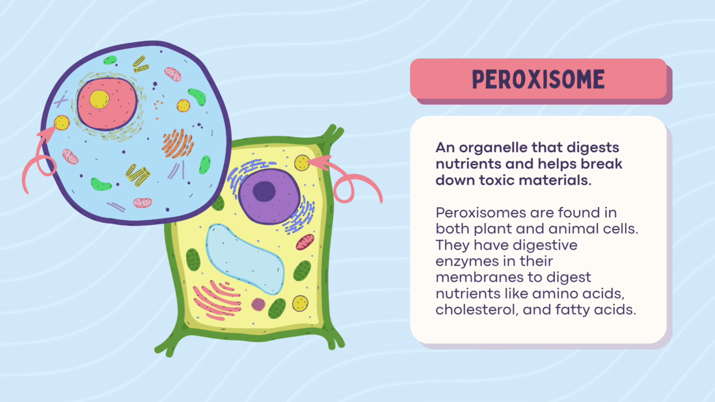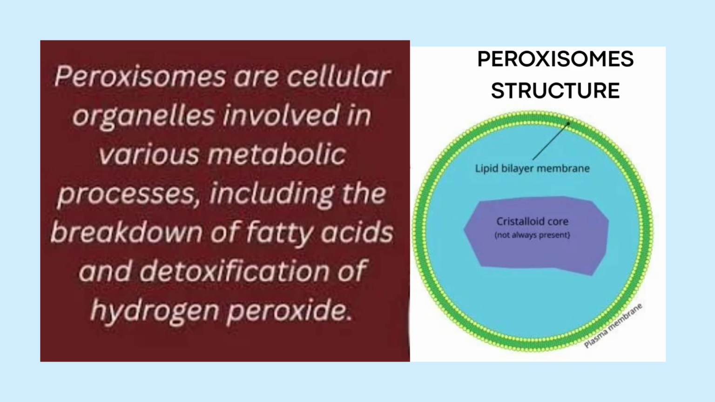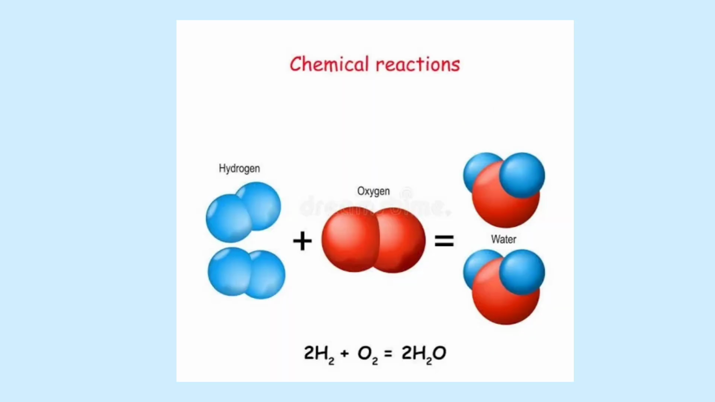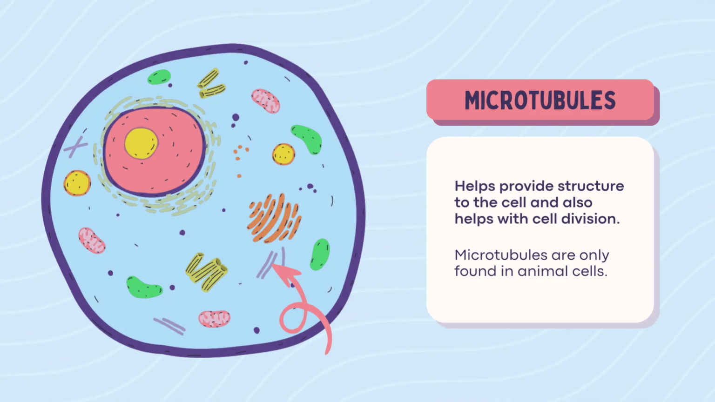Next are peroxisomes, tiny but powerful protectors inside your cell. Peroxisomes break down fatty acids and toxic substances like hydrogen peroxide into harmless materials. They help to protect the cell from chemical damage.